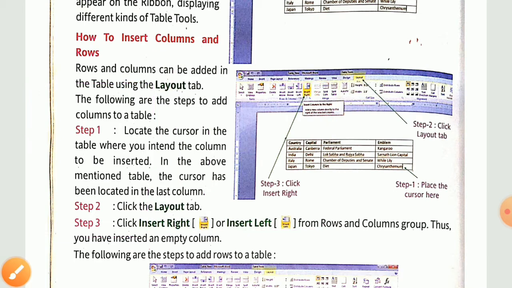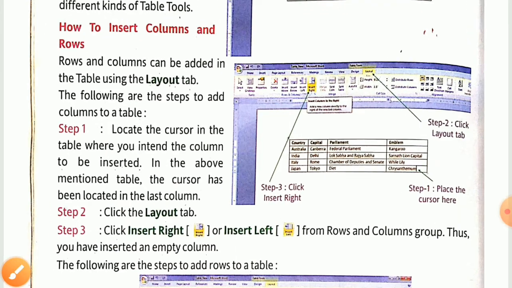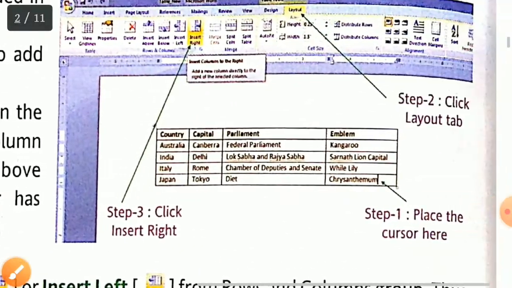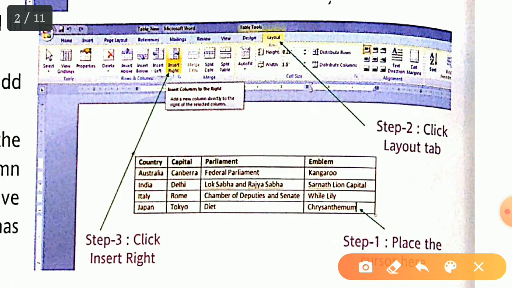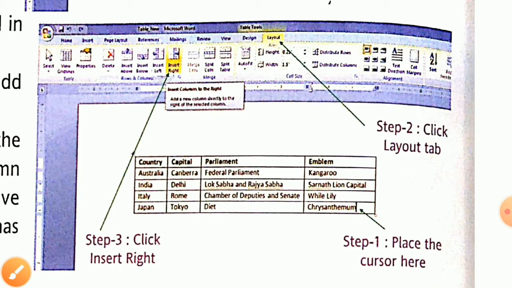Okay, now how are you going to do it? Let me zoom it out for you. Firstly you have to click on this Layout tab, then you will be able to see these two options, Insert Left and Insert Right. If you want to insert your column to the left hand side position, then just click on this Insert Left. If you want the column to be inserted at the right hand side position, then you just click on your Insert Right tab. Okay, this much you have to do for inserting your column.